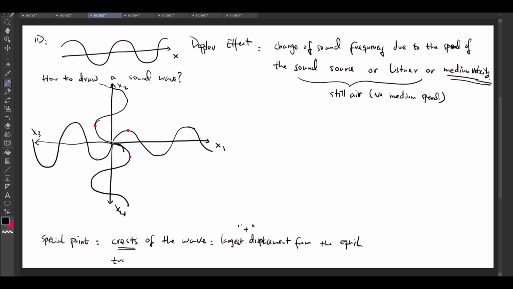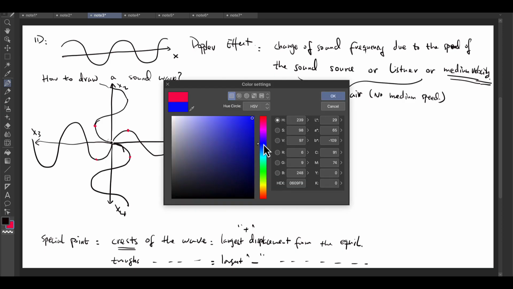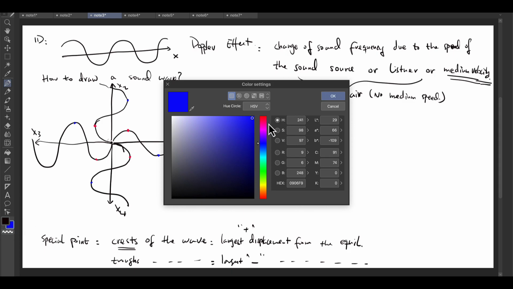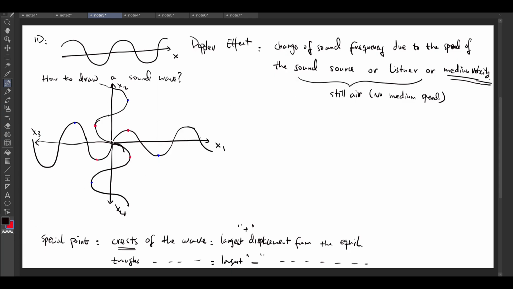And of course, there are these troughs of the wave, which means largest negative displacement from the equilibrium. So that would correspond to this point, that point, that point, and that point. Okay. So it turns out we just need to think about all these special points, and then we can already figure out the wave property. And especially we just use the crest.